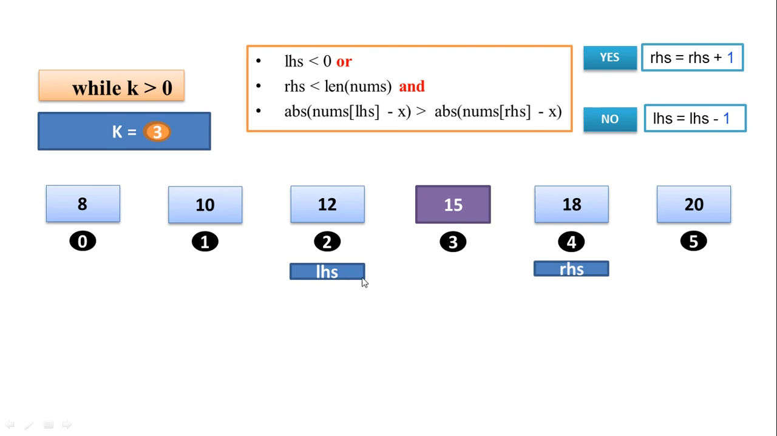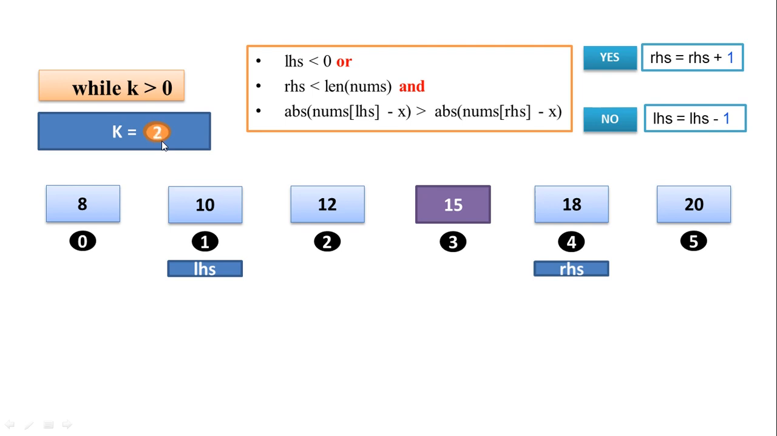So what does this mean? Since LHS is now pointing at the index 2, it will shift towards the left by one position and now it will point towards the index 1. So let's have a look at that. And there we go. As you can see, LHS now points at the first index. And as soon as we do that, we have to ensure that the value of k is reduced by 1. This means the value of k now becomes 2.